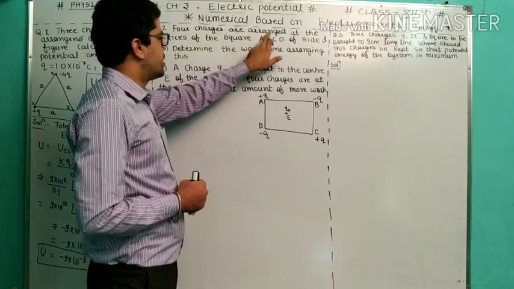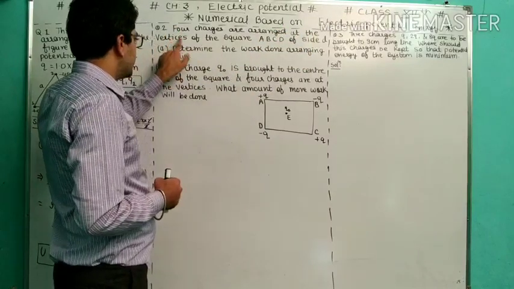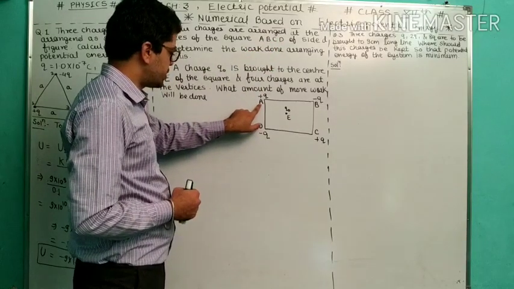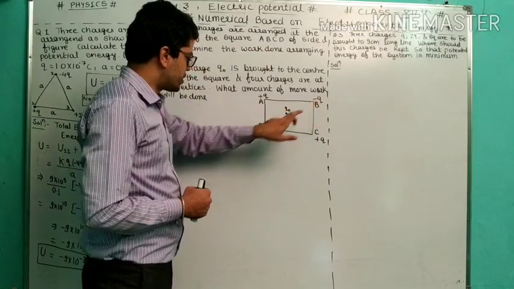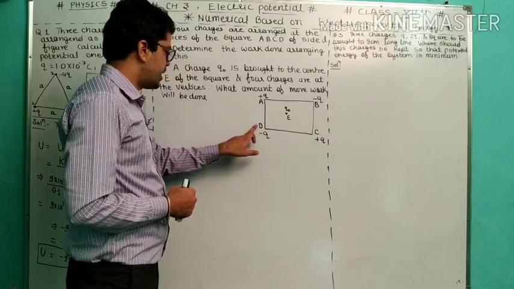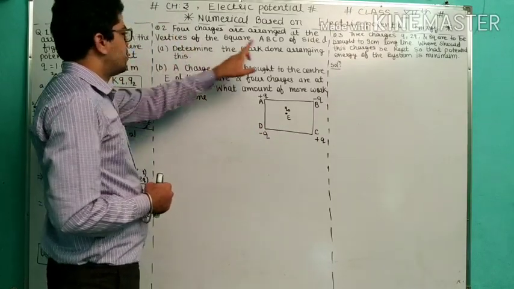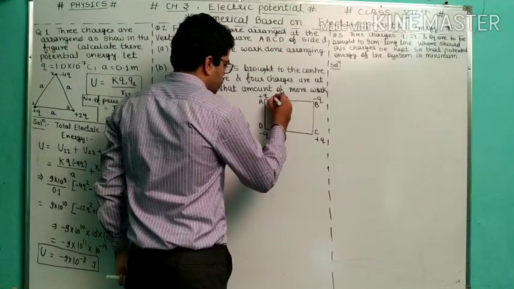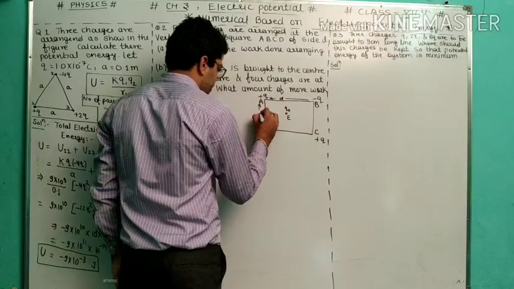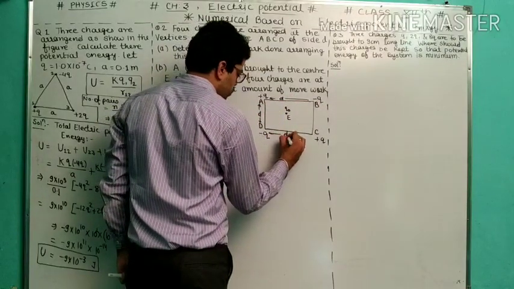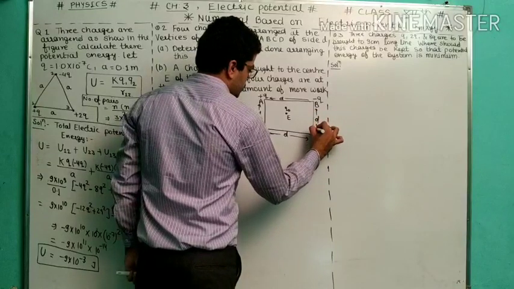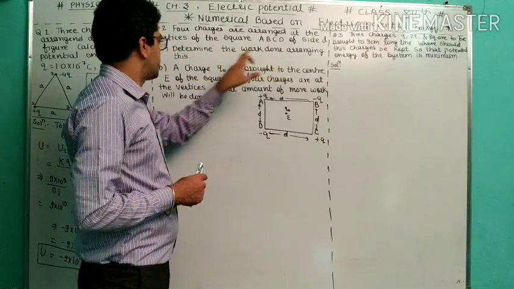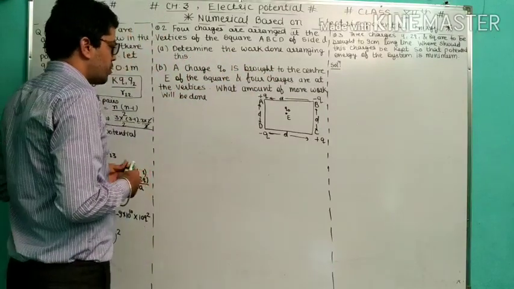4 charges are arranged at the vertices of the square A, B, C, D. How many charges? 4 charges. A plus Q charge, B minus Q charge, C plus Q charge, and D minus Q charge. Okay, and side is D. So every side is D. So no problem at all. Whatever the question statement is here, we have to use it. This is a square. So this is D. The distance D is available here. Determine the work done in arranging this. So we have to find out the work done.